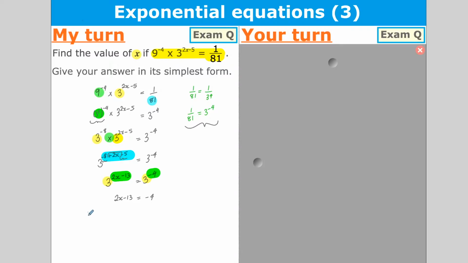Let's add 13 to both sides. To tidy this up, I want to get rid of this here. So I'm going to add 13 to both sides. And when I do that, I get that 2x is equal to negative 4 add 13, which is equal to 9. And then I'm going to divide both sides by 2. And what am I going to get myself? X is equal to 9 over 2. No need to decimalize that. Don't write 4.5. Just leave it as 9 over 2.